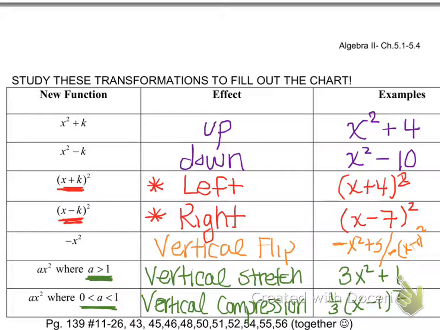Now down here, these page numbers, since we're doing this together as a video, this is just extra practice. So if you want some extra practice with it, go ahead. And if you have questions, bring it to me and we can go over it.